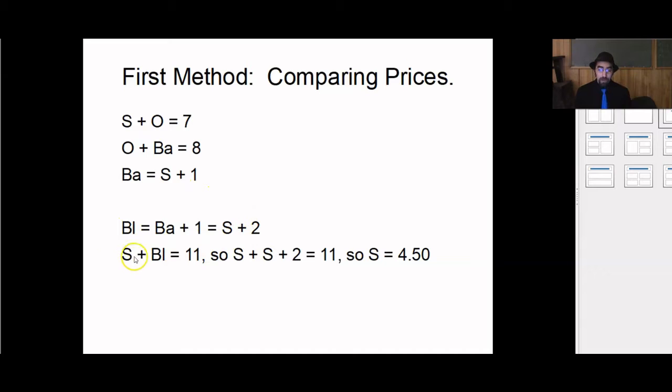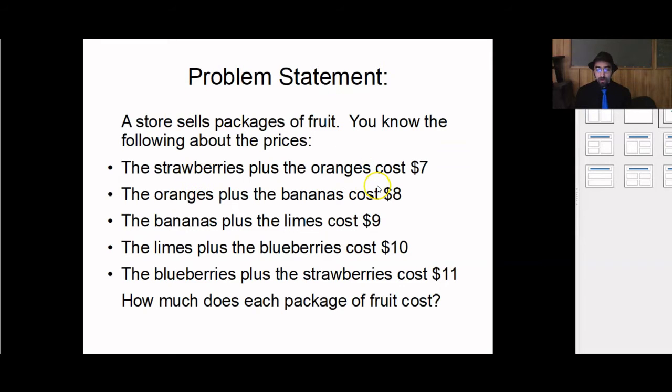So I have strawberries plus blueberries cost 11. So that means strawberries plus 2 more than the strawberries cost 11. Do some algebra and you get that the strawberries must cost $4.50. And of course, once you have that the strawberries cost $4.50, you can just solve through the rest of them one at a time. And that's one of the first things you'll notice about a problem like this: once you've got one of them, you can get the others one at a time.